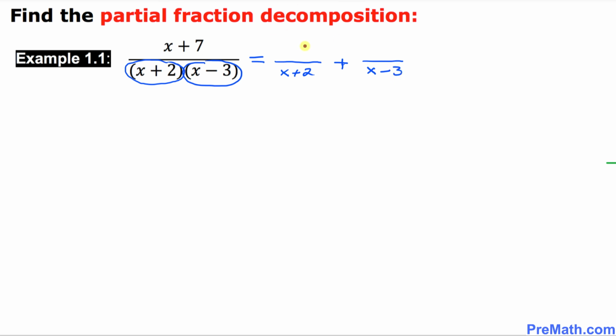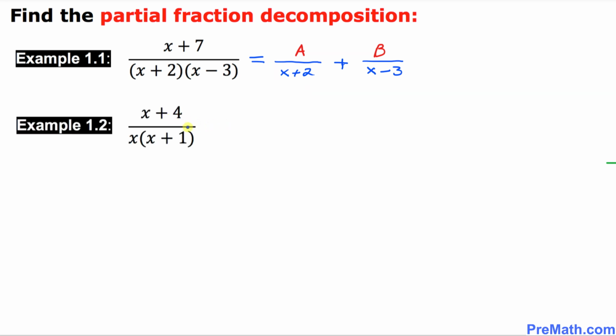And on the top, we are just going to put down a for the first fraction and b for the second one. And thus this is our partial fraction decomposition. And I will show you how to find the values of a and b later on. And here is our next example.